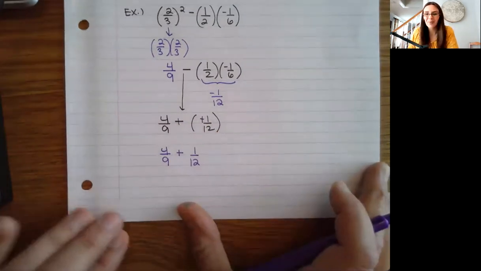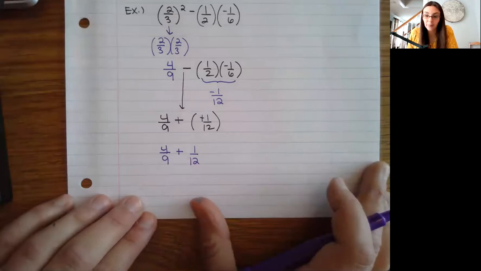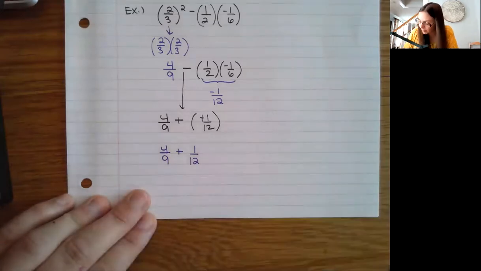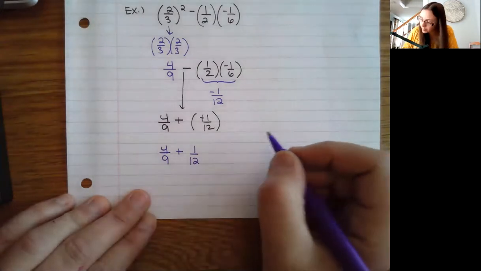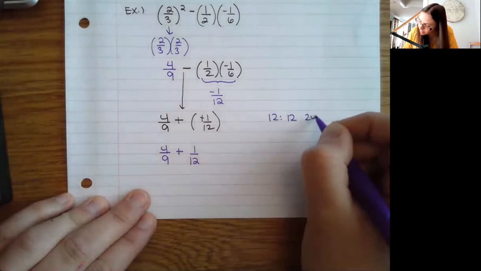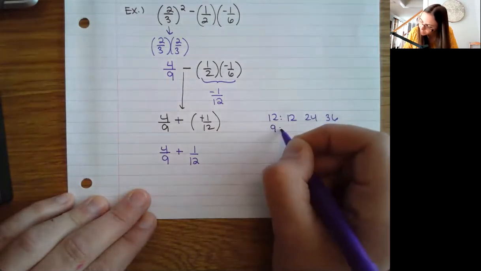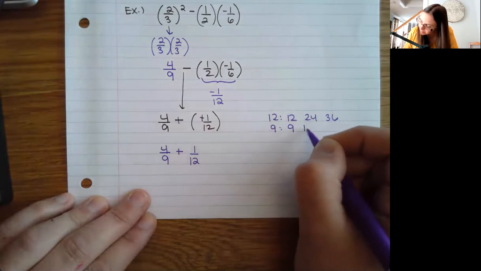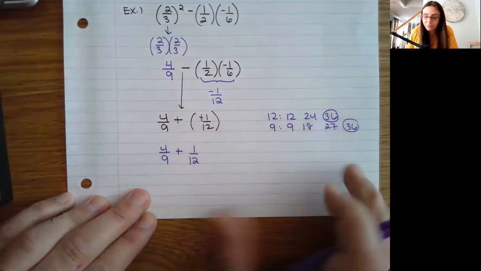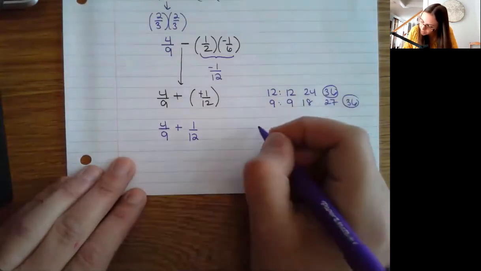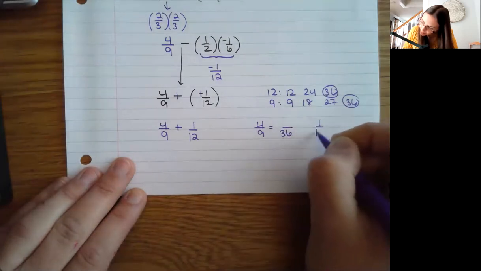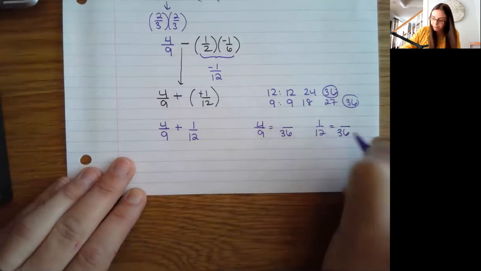So here I have a little bit of work to do. I do have to get some common denominators here. So this one is going to be probably not too challenging. You can use your multiples list here. If I do my multiples list, I get 12, then 24, and then 36. And you'll see if you do 9, you get 9, and then 18, and then 27, and then you'll get 36 as well. So that 36 will match. So I have to change 4 9ths to something over 36, and I have to change 1 12th to something over 36.